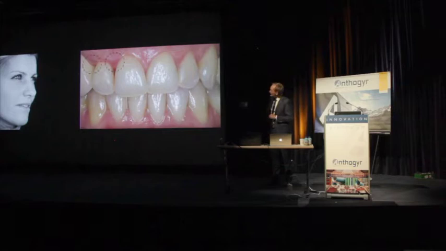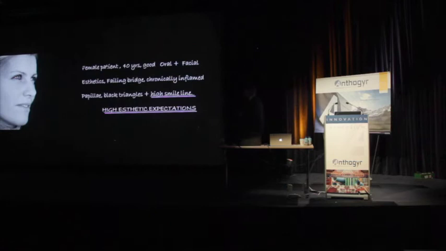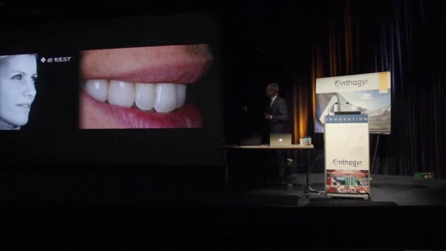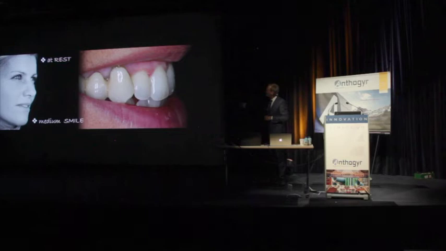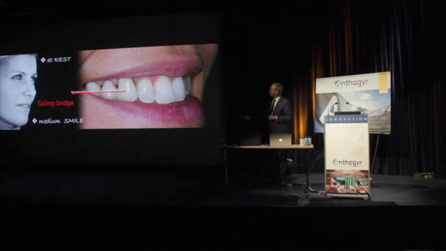Now, this patient is a little bit of a problem because she has a high smile line and high aesthetic expectations. The best way to treat her probably is to refer her to another dentist, but I had to do the job. And this is how she exposes her teeth at rest. And this is a medium smile, and you see already everything, papilla problems, missing papilla. And this is the bridge starting from the canine to the molar.